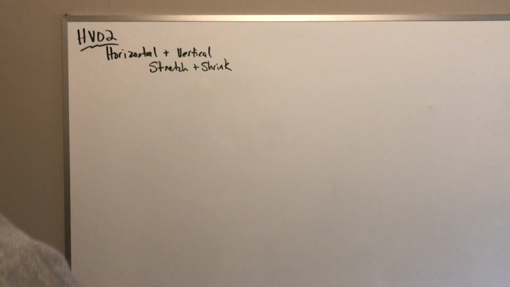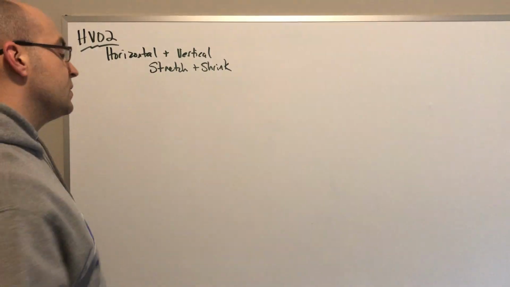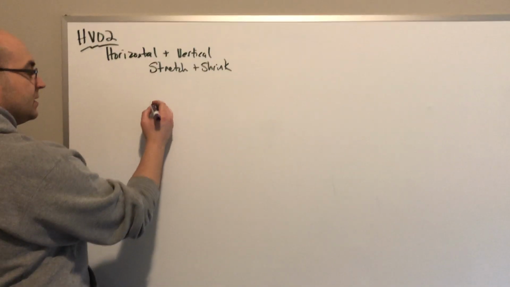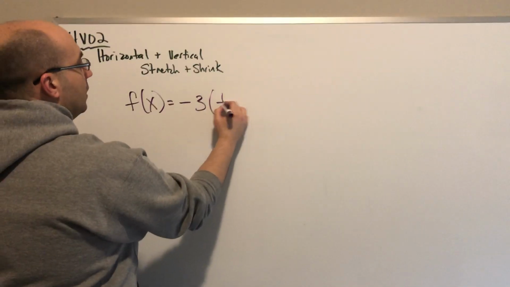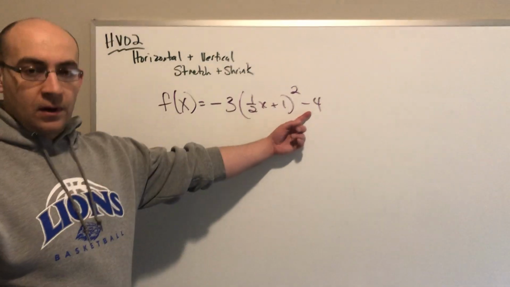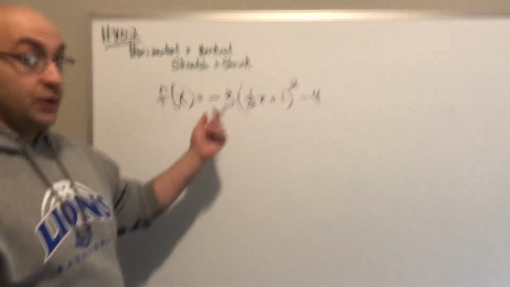So, horizontal and vertical stretch and shrink, certainly the two hardest things about transformations that we've talked about in the last week. So I guess the best idea for this is to just give you a couple of examples. So let's talk about f of x equals -3, 1/2 x plus 1 squared minus 4. We know that it's down 4. We know that it's left 1. Okay, so let's talk about a couple of things that are new for this video.